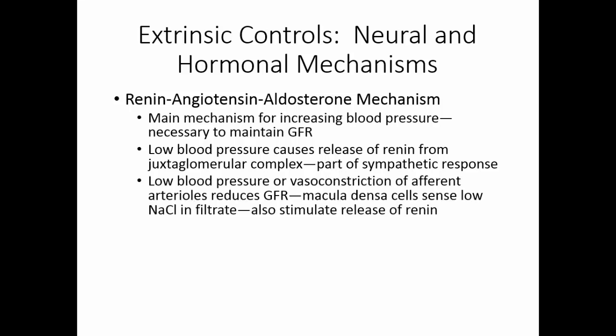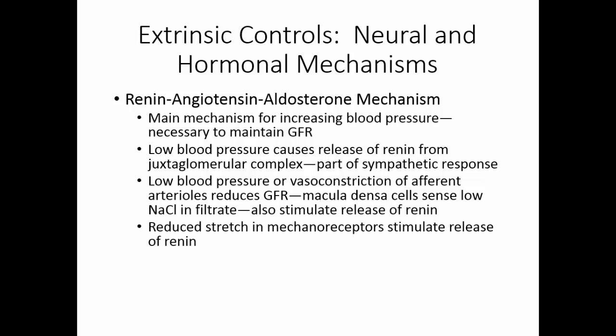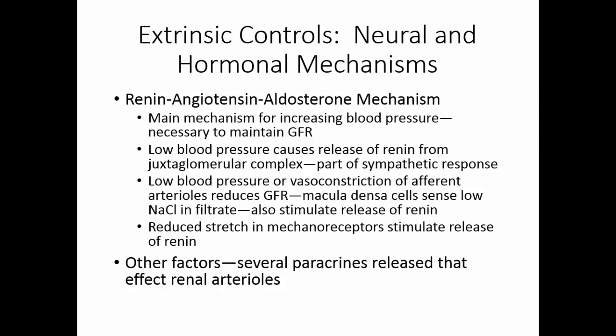Low blood pressure or vasoconstriction of the afferent arterioles will reduce glomerular filtration rate. The macula densa cells will sense the low sodium chloride in the filtrate and will also stimulate the release of renin. So we have a double whammy for renin release here. When we have the reduced stretch in the mechanoreceptors, these also stimulate the release of renin. Other factors involved include some paracrines that are released by the effect of the renal arterioles.